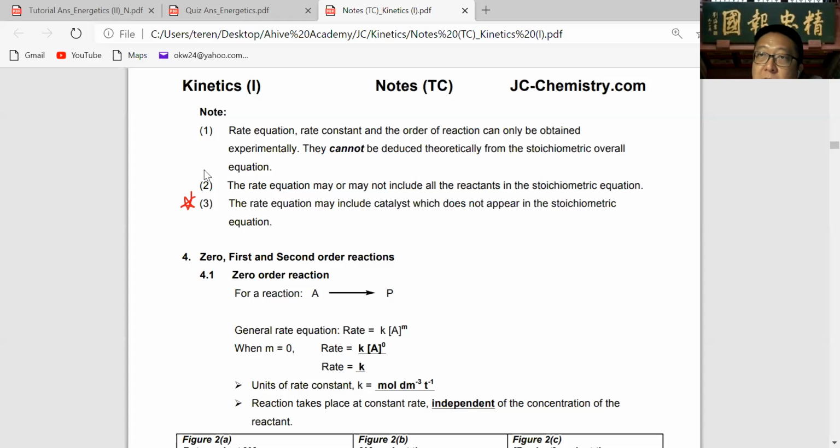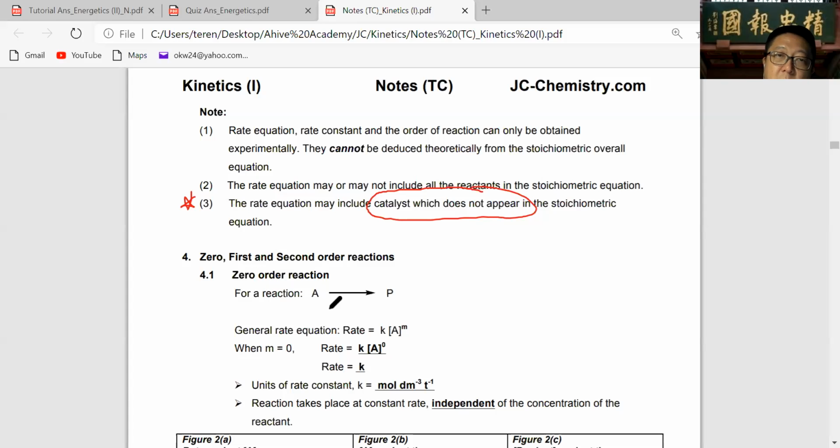The catalyst, in example 2, you can see that the catalyst was not involved in the stoichiometric equation that you formulated, but it appeared in the rate equation. So you must get rid of the idea that it must appear in the stoichiometric equation. Not true. It may not appear, and you don't have to worry about it. Rate equation is rate equation. The balanced equation is a balanced equation. Don't confuse these two. Set them aside separately when you look at it.